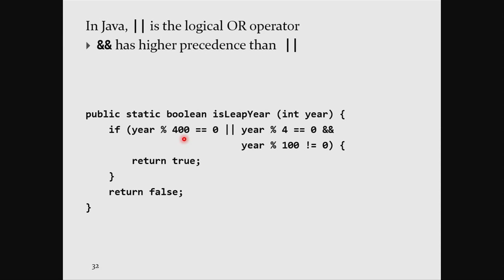So the percent sign is Java's remainder operator. So take year, divide it by 400, look at the remainder. If the remainder is 0, then you know it's evenly divisible. Or the year is divisible by 4, and it's not, so they're not equal, not divisible by 100. So this works fine, the way it's written, because and has higher precedence. In other words, when the compiler interprets this statement, it does that and that before doing that or the rest of it. The and has higher precedence.